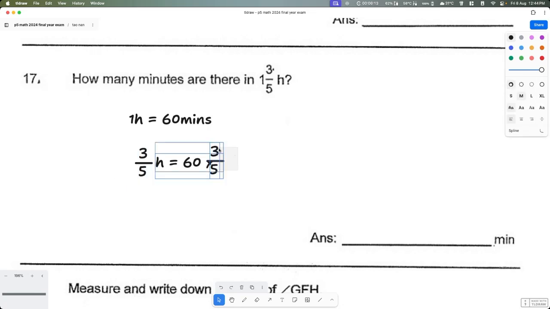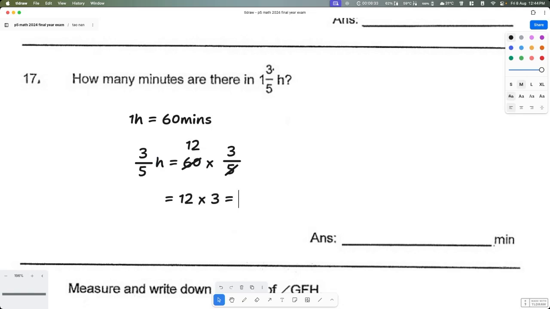From here, we can just cancel 5 and 60. This will then just be 12. So in the end, you have 12 times 3, which is equal to 36 minutes.